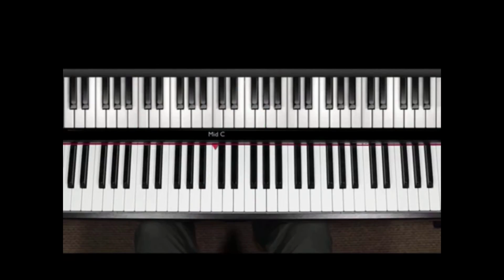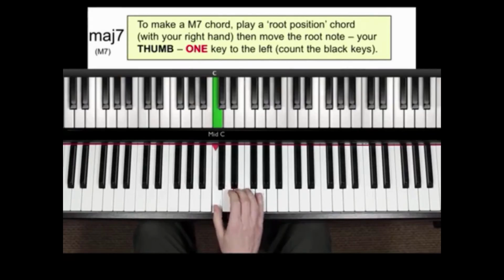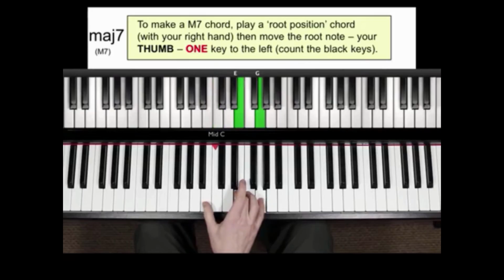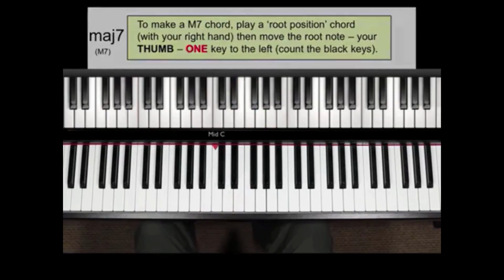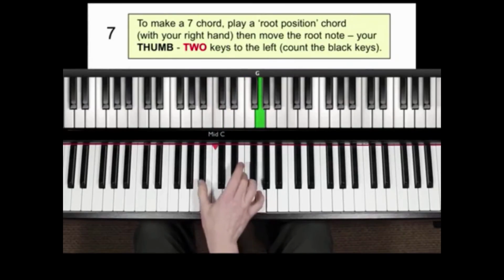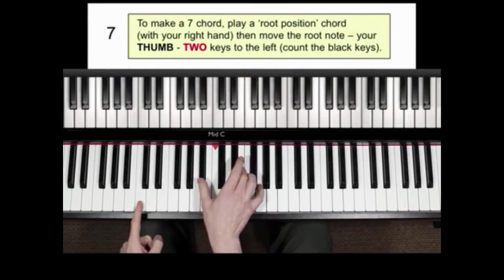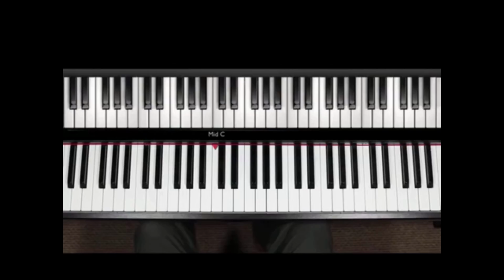So on the page you'll see the 2 easy formulas. To make a major 7th chord, play a root position chord, then move your thumb 1 key to the left off the root. And remember to play the root in your left hand. To make a 7 chord, play a root position chord, then move your thumb 2 keys to the left. Remember to play the root in your left hand. And that's it. Now you can easily form any major 7 chord or any 7 chord.